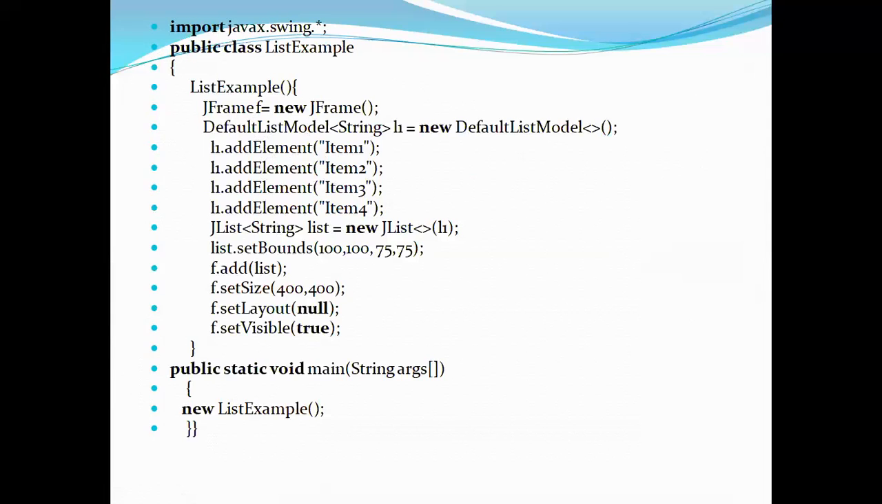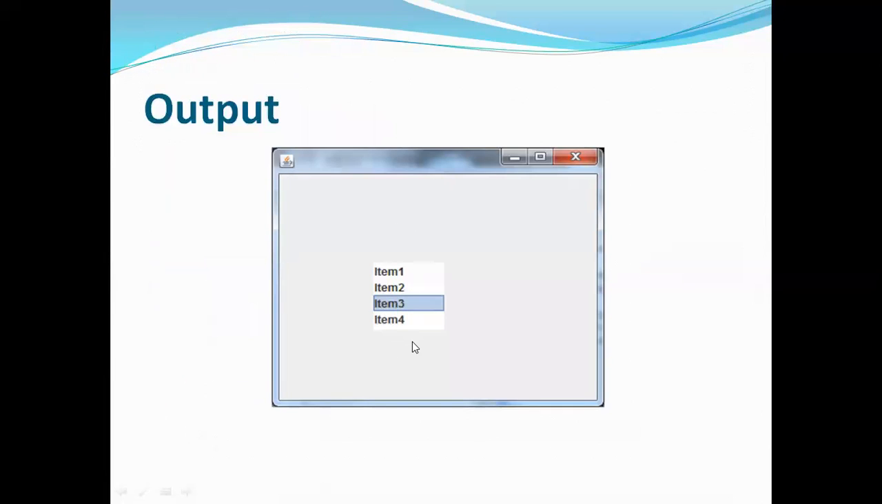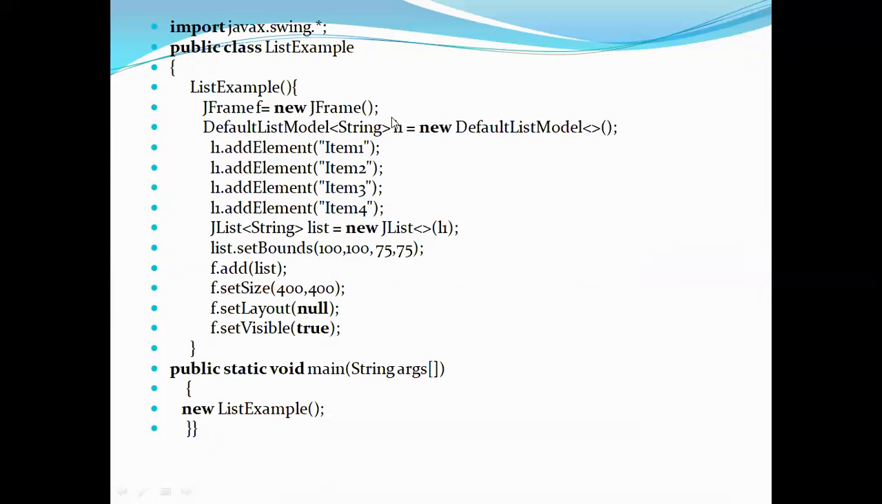Now the default list model and data type is string, and the list name is L1, that is, the object is L1, new default list model. So my list object is L1. To this L1 you have to include all the 4 items you have added here. So L1 is my object, right? So for L1 I am adding the element called item 1. Similarly you have to add the remaining 3. So add those elements to your list called L1.